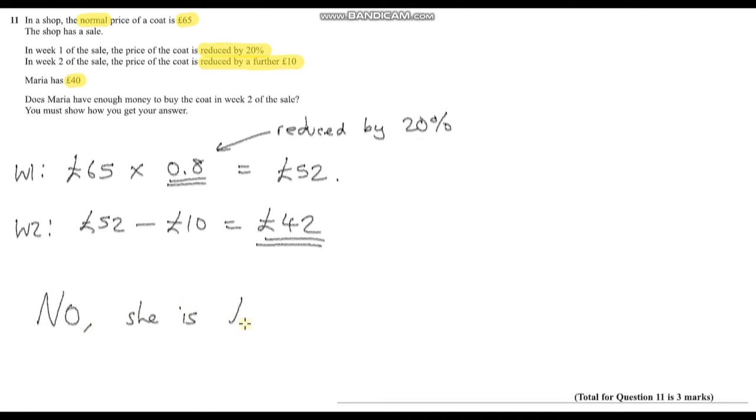She is £2 short. So she's only got £40, so she is £2 short.